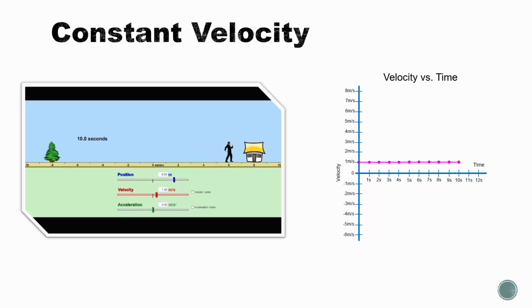I don't think you should be surprised by this result. He's moving at a constant velocity of 1 meter per second, and that's exactly what the graph shows. He could have been moving faster than this or slower than this. He could have been moving in the negative direction. But no matter what, at a constant velocity, we can see that the velocity doesn't change. It's constant. Now let's take a look at constant acceleration.